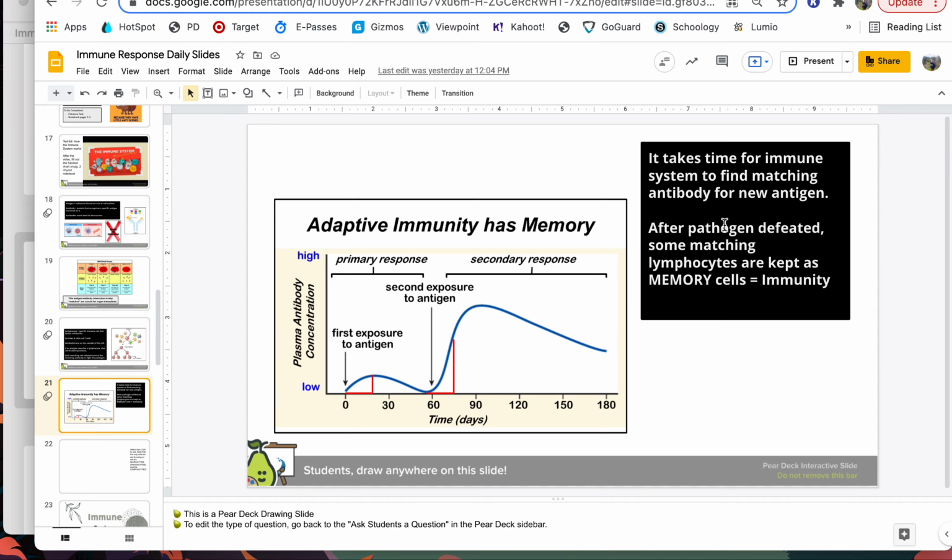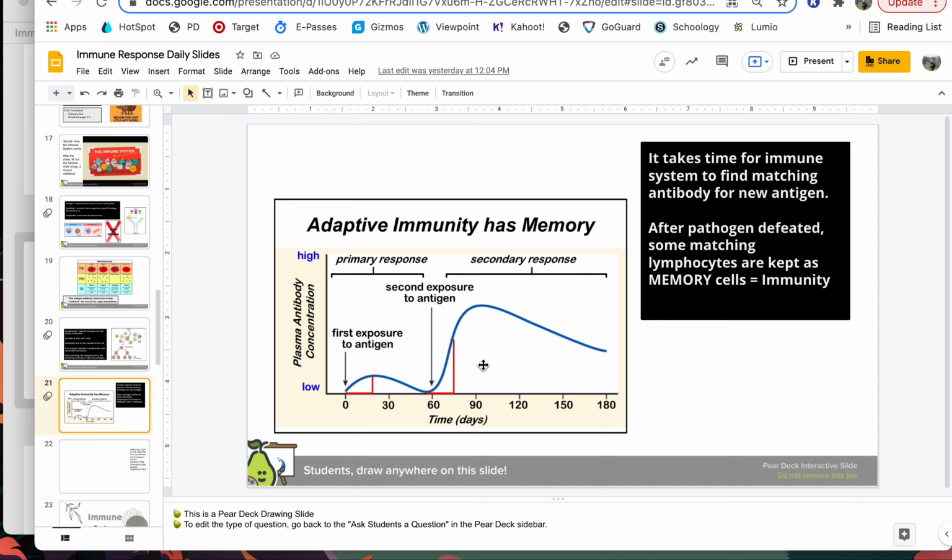So it takes time. So this is why you're sick for a while, like I am right now. So my body right now is trying to figure out what antibody will match this virus that I have. And so it takes a while, first exposure, and you might get sick, and then you get better. And the idea is memory cells happen, and that makes you immune. So now if I get re-exposed to this cold, boom, they'll make a big response, and I probably won't even feel sick at all. So that's where this memory comes in.